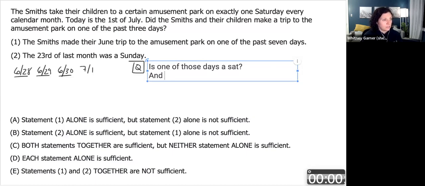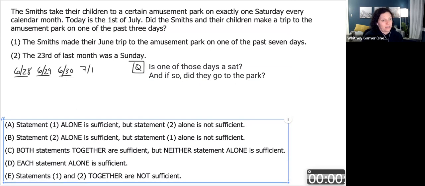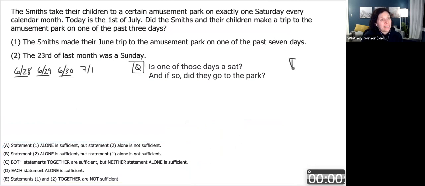And if so, did they already go? Right? Did they already go to the park? Okay. So I'm going to start this one with statement 2. So instead of ADBCE, I'm going to move to BDACE. I'm going to move down here to a BDACE because I want to start with statement 2. Statement 2 seems a whole lot easier. Seems like it's going to help me figure out what day of the month these days are.